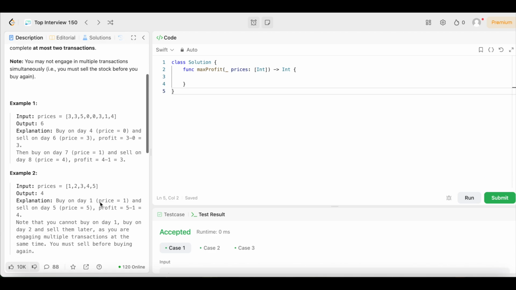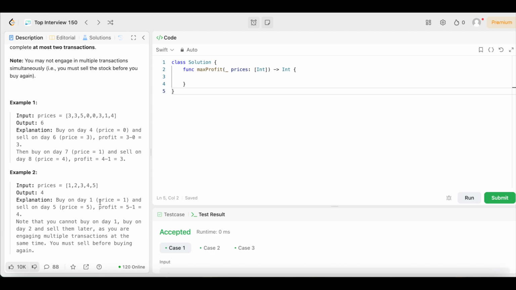So let's go ahead and look at example 2. Example 2 is a little bit easier because the numbers are all in order, but let's go through it anyway. So in example 2, we have the input prices equals an array of integers representing the stock prices again. Those integers are 1, 2, 3, 4, and 5. This time the output is 4. Explanation says buy on day 1 where the price is 1. Boom. And then we sell on day 5 where the price is 5.